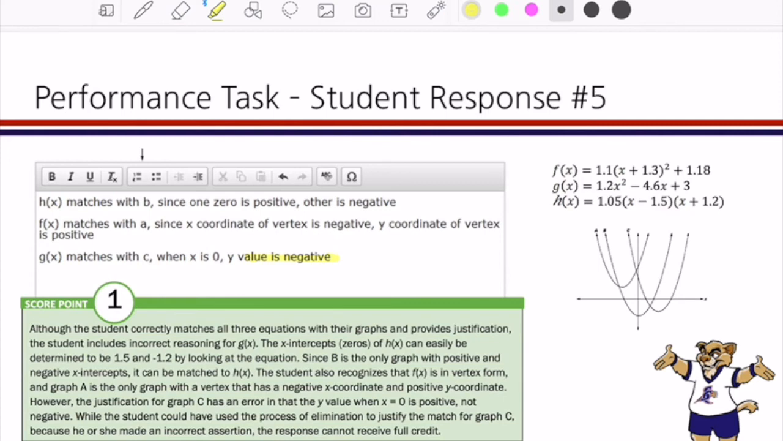So you want to be careful with over-explaining things sometimes, especially if you're not sure if something's correct. You might want to limit your response to the parts of it that you know to be true because you don't want to end up losing yourself points later on.